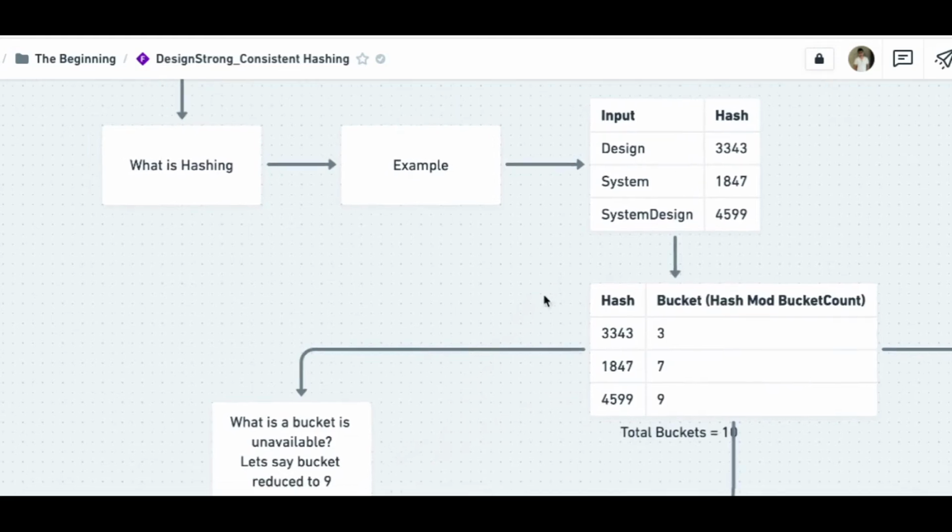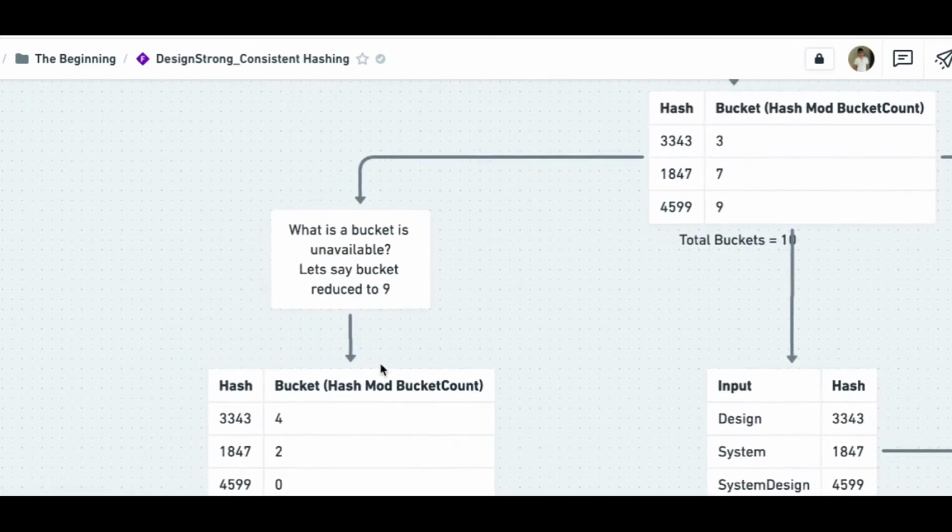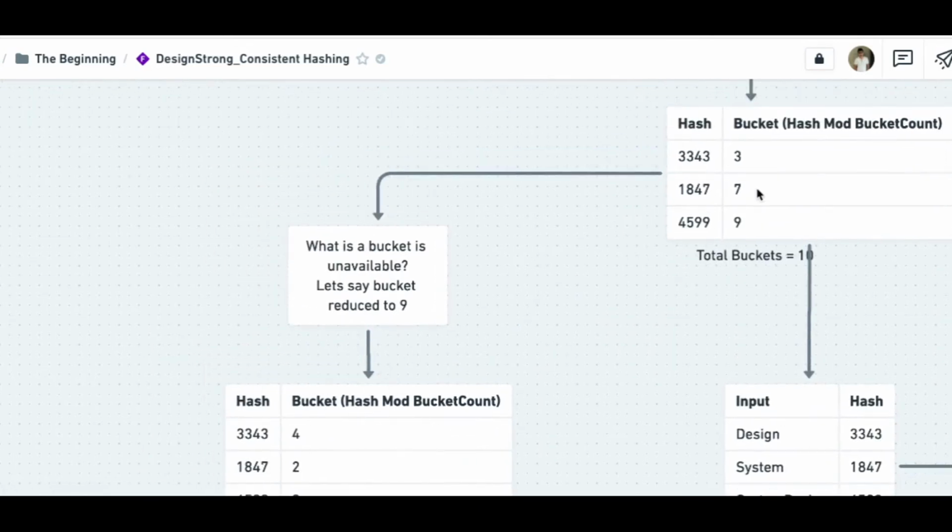So what happens to the hashing? What we will do is we will do a hash mod bucket by 9. So the updated hash becomes 4, 2 and 0. Earlier these were 3, 7 and 9. So you see what is the problem here? Almost the entire data needs to be moved across buckets, which is something we don't want, because let's say if these buckets have data in the order of GBs, then this is not the optimal solution that we have.